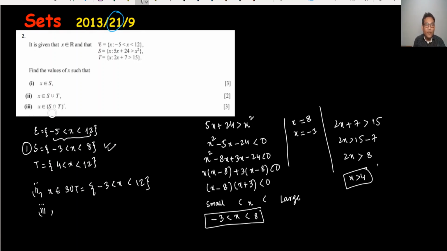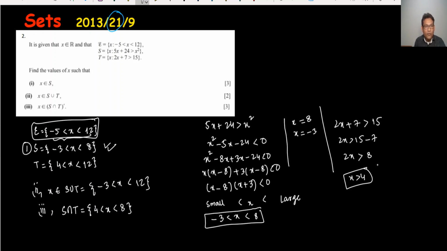And number 3 is, x is a member of S intersection T complement. So complement means, if you know what is common, first of all I need to find S intersection T. S intersection T means S is from minus 3 to 8 and T is from 4 to 12. So it means 4 to 8 is the intersection. And from the universal set, I will subtract this 4 and 8.